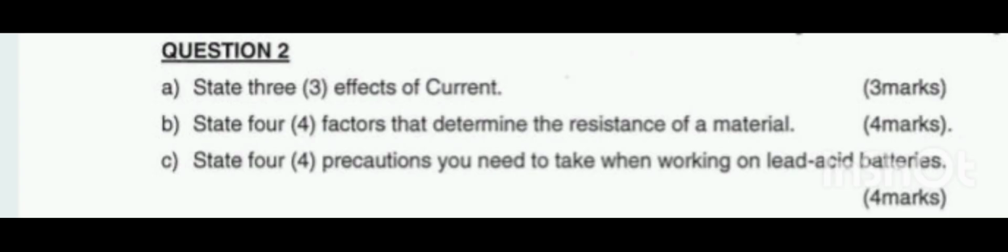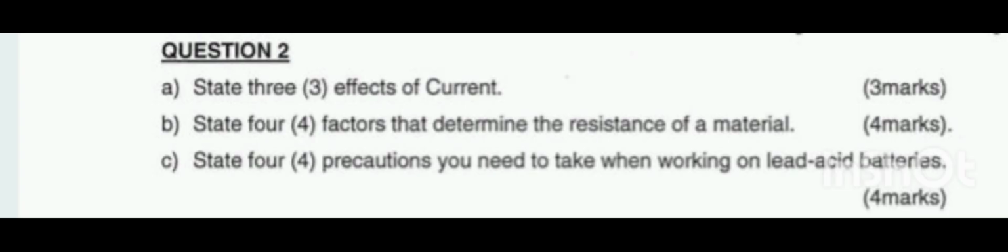Okay, let's look at question B. State 4 factors that determine the resistance of a material. Okay, we know what resistance is. Resistance is simply the opposition to the flow of current. Now, they want us to identify or state 4 factors that determine the resistance of a material.